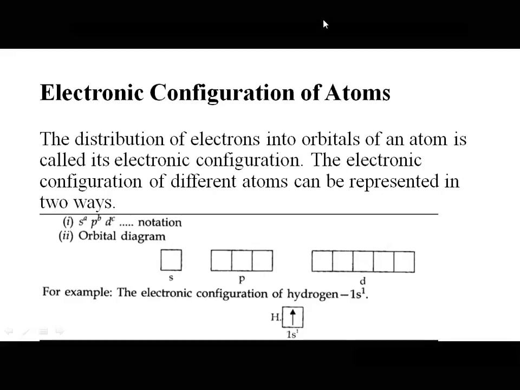So here what I wanted to discuss is some examples. Here I will mention the atomic number, then the element symbol, then we will write the electronic configuration and the orbital diagram. Let us see. Okay.